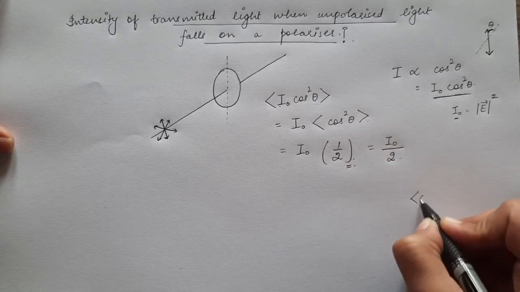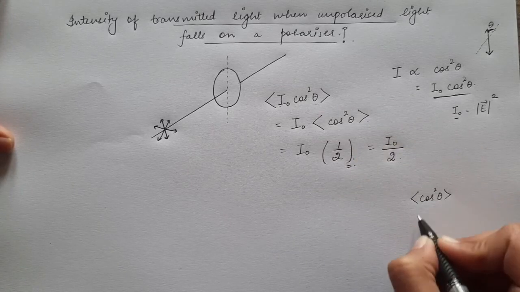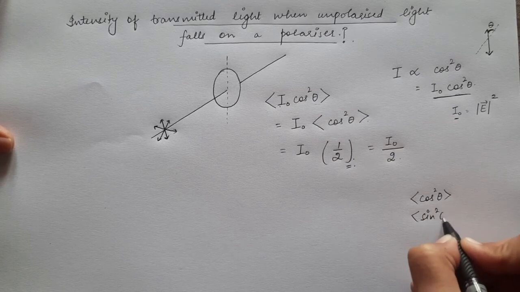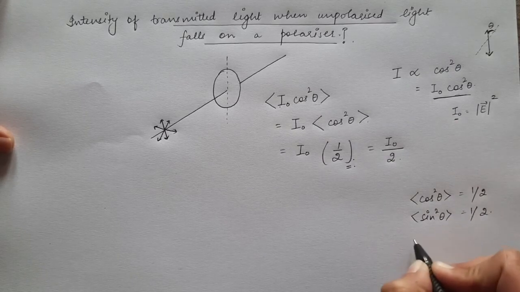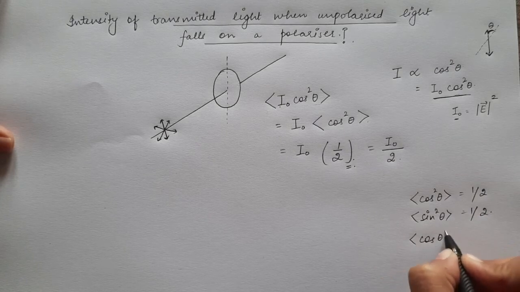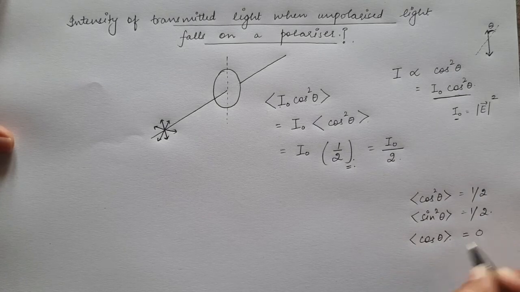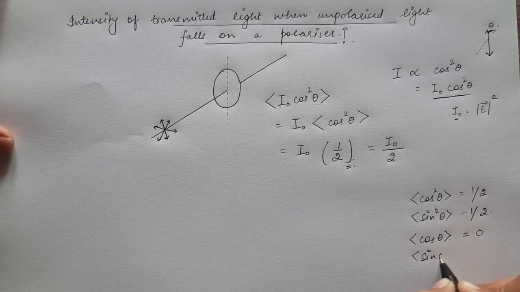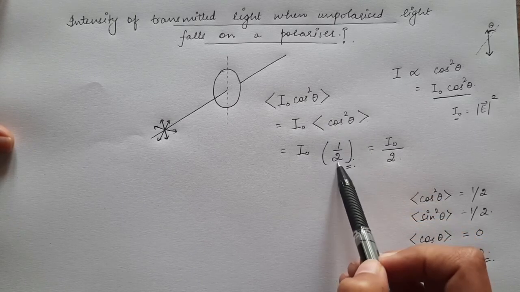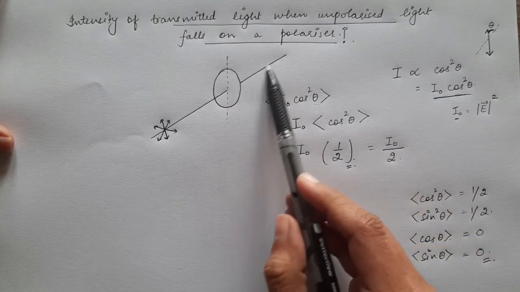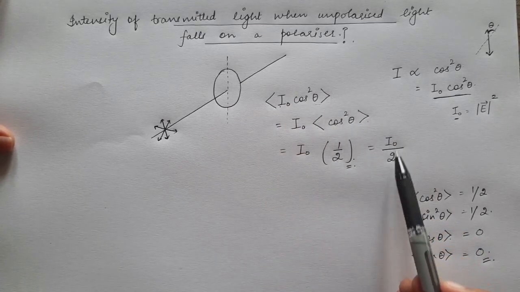So the average of cos square theta and the average of sin square theta are equal to 1 by 2 and 1 by 2. But if you take the average of simply cos theta, that will be equal to 0, and the average of sin theta over a time period is also equal to 0. Over here we have the average of cos square theta, so it will be equal to 1 divided by 2. So the net intensity of the transmitted light will be equal to I0 divided by 2.